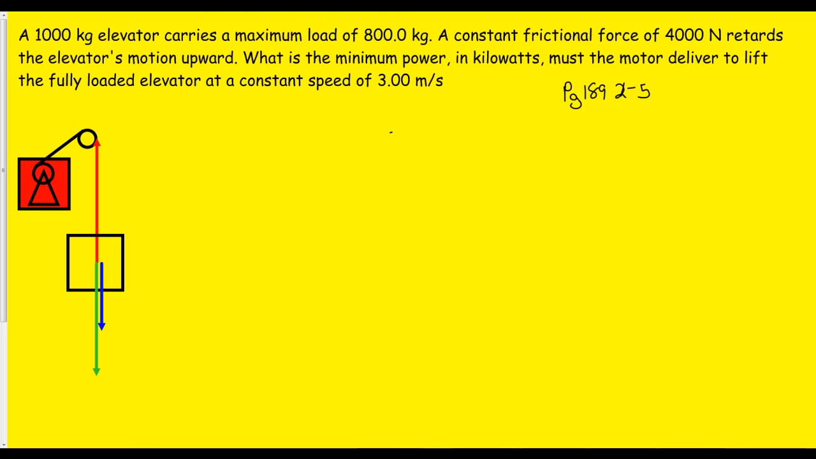So let's go ahead and start highlighting some things. Let's pull out this green highlighter. I know that the mass of the elevator is 1,000 kilograms, and the mass of the load is 800 kilograms. I also know that there is this frictional force involved of 400 newtons. It says that it retards the elevator's motion upwards. Now this word retards means slows down, so it's actually opposing the upwards motion of the elevator. It says what is the minimum power, so that's what I'm looking for. That's my question. And I want to lift the elevator at a constant speed of 3 meters per second.